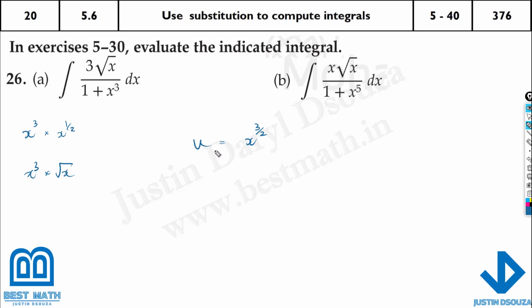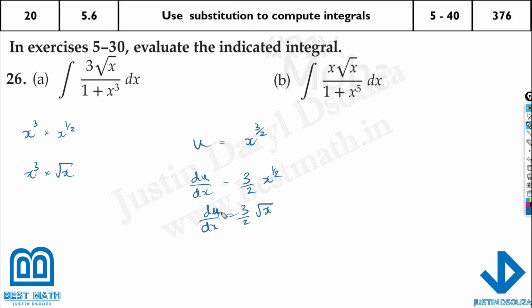Now what happens if you differentiate this? du by dx will be equal to 3 by 2, and we have to subtract 1 from the power. 3 by 2 minus 1 is 0.5, isn't it? So we are remaining with x power half. What is this exactly? This is 3 by 2, sorry, x it is, not u, the radical of x or square root of x. That is du by dx.